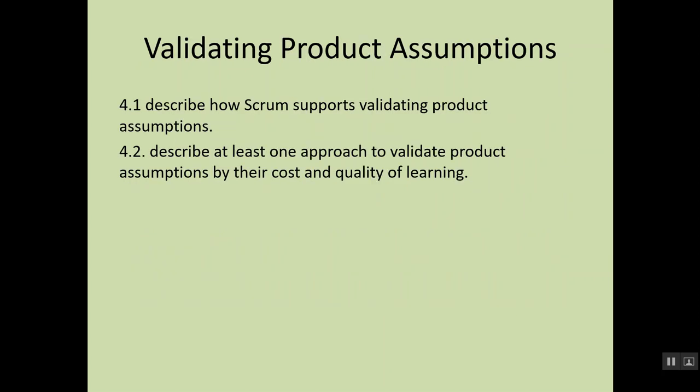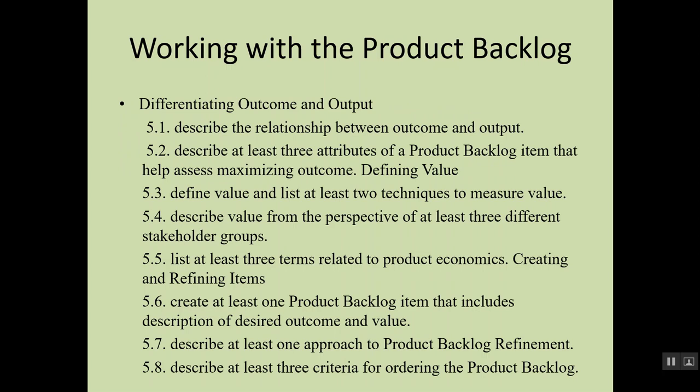Then the next one is validating product assumptions. It talks about how Scrum supports validating the product assumptions, and then some approaches to validate product assumptions by their cost and the quality of learning. And the last thing is how the product owner works with the product backlog.